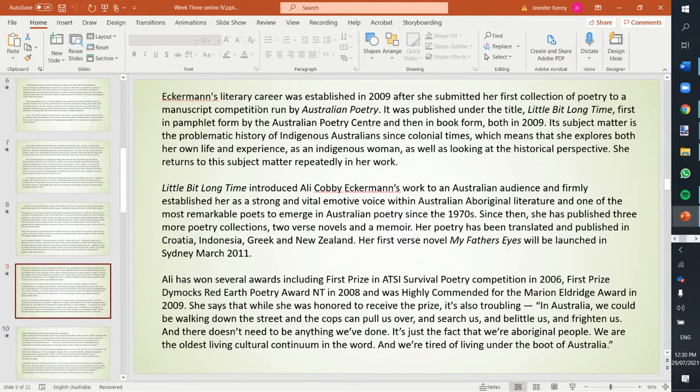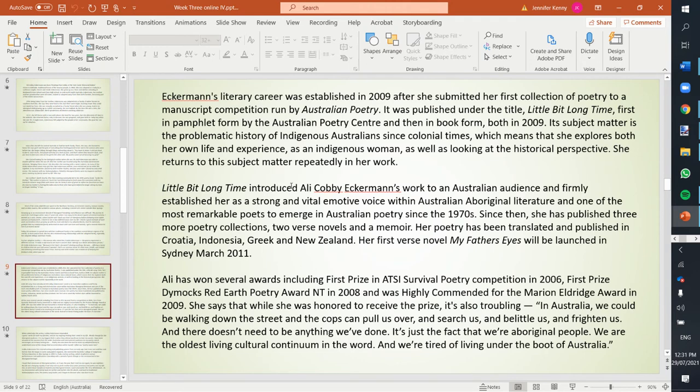Eckermann's literary career was established in 2009 after she submitted her first collection of poetry to the manuscript competition run by Australian Poetry. It was published under the title Little Bit Long Time, first in pamphlet form by the Australian Poetry Centre and then in book form, both in 2009. Its subject matter is a problematic history of Indigenous Australians since colonial times, which means that she explores both her own life and experience as an Indigenous woman, as well as looking at the historical perspective. She returns to this subject matter repeatedly in her work.